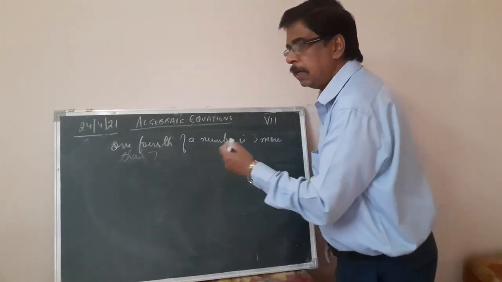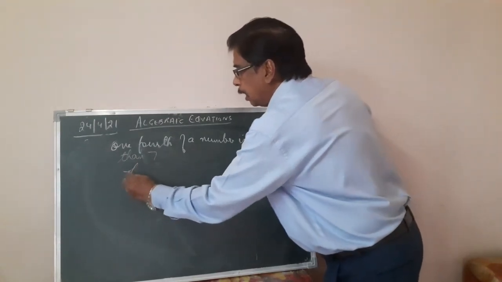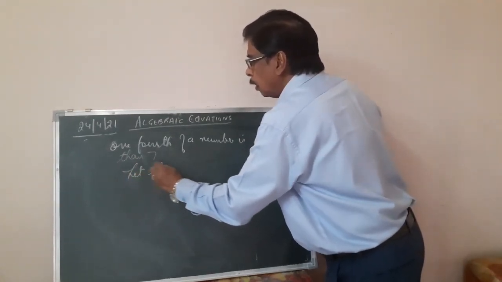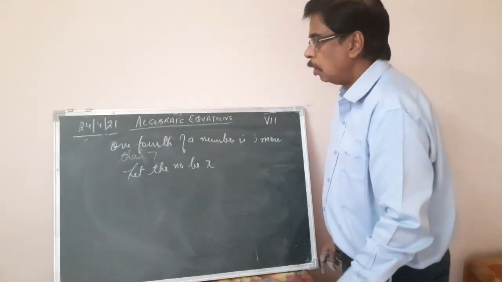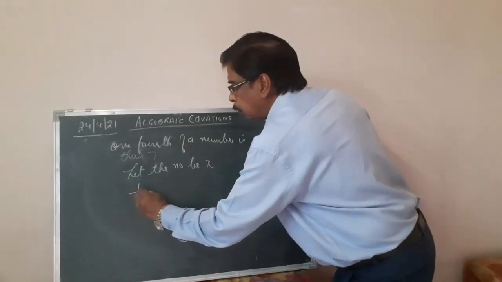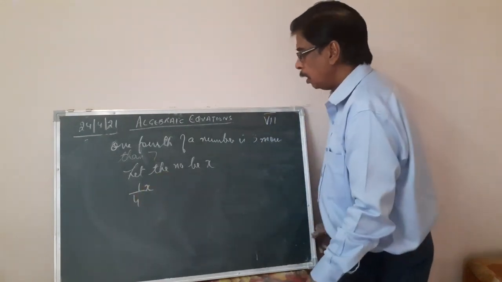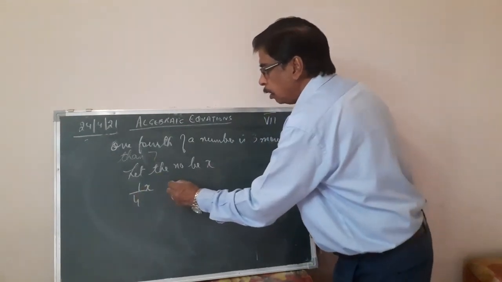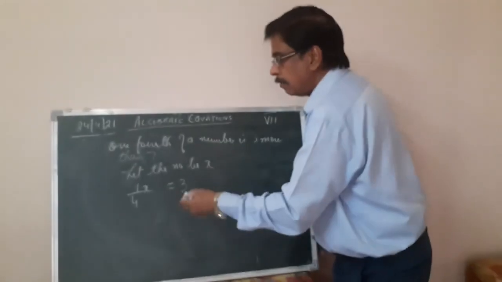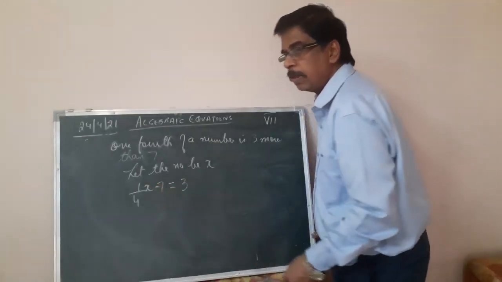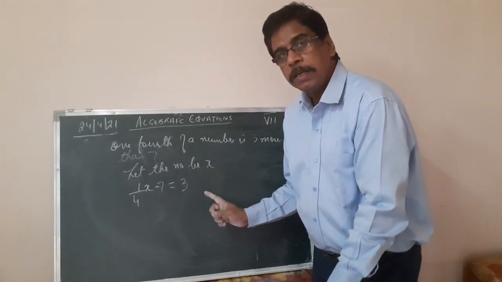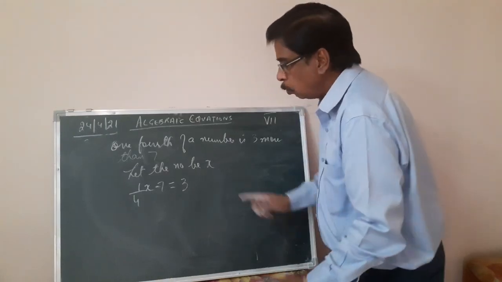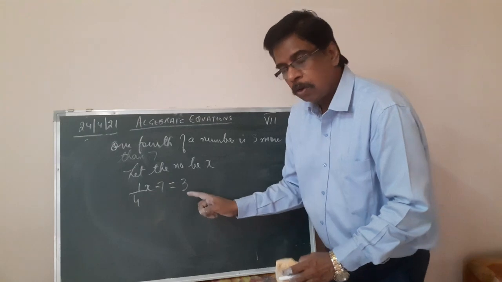Right? This can be written this way. Let the number be x. So 1/4 of a number becomes 1 upon 4x. Is 3 more than 7? Minus 7 will come here. Or you can also put 3 plus 7. Is 3 more than 7? You can write the statement this way.